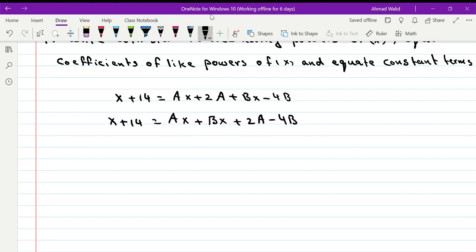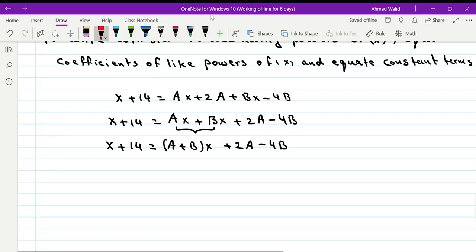One thing that I want to explain here. Look at your first and second term. Can you factor x? Let's do it. x plus 14 equals, if I factor x, I'll end up with a plus b times x, right? This is how you factor. Plus 2a minus 4b. Equate the terms that have x in it, equate the coefficients, and equate the constants. What does it mean? Focus.